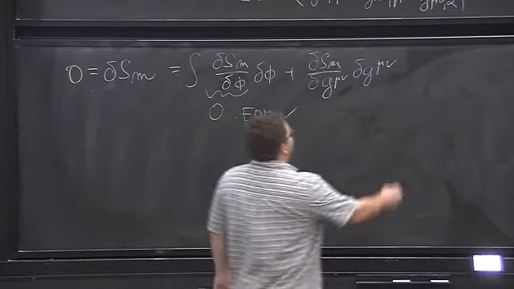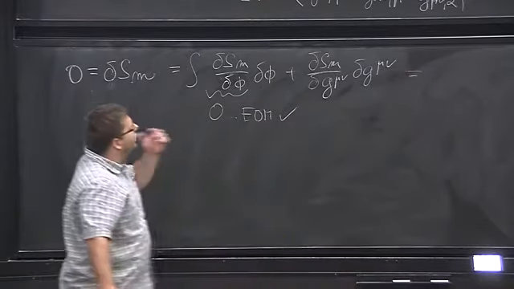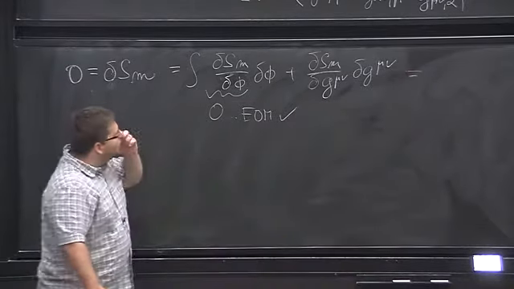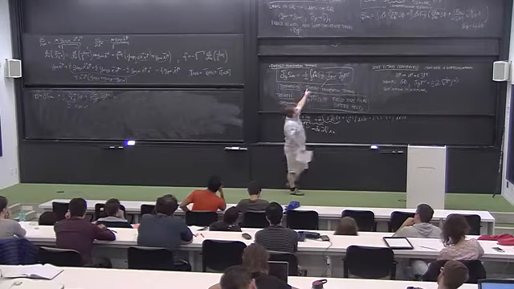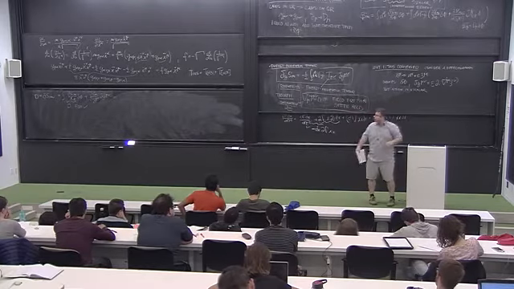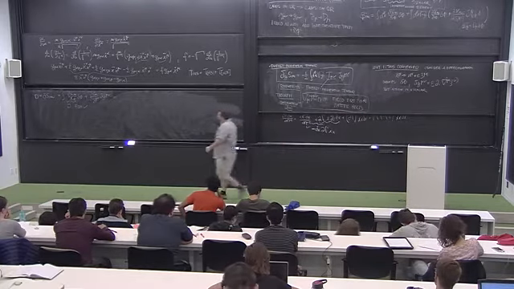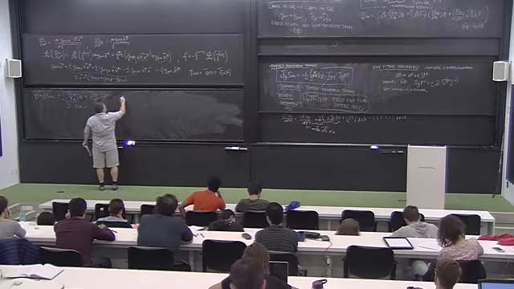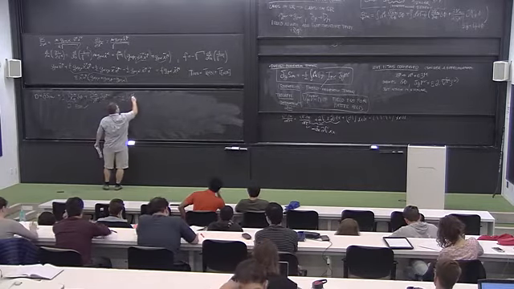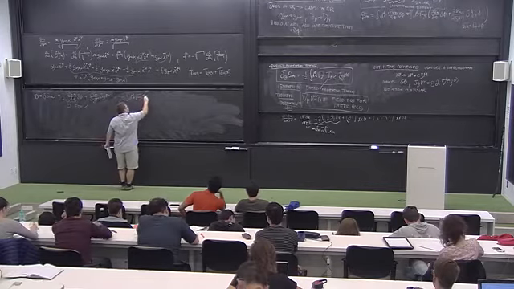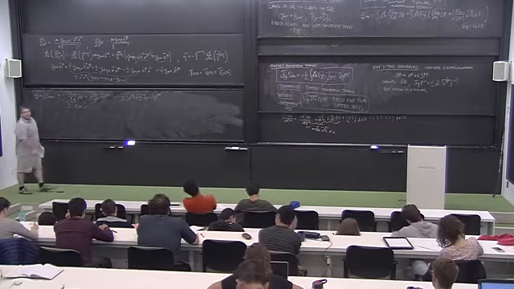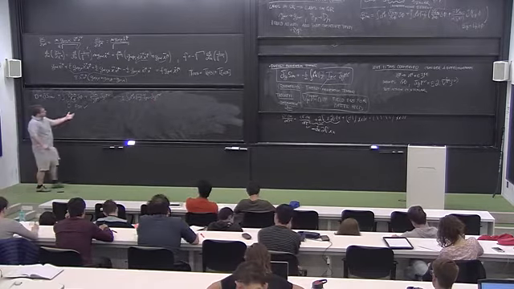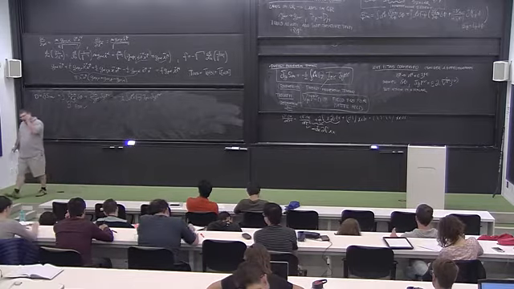Okay, but the second term, remember, I vary my matter action with respect to the metric, right? But this is precisely how I define my energy momentum tensor. I varied my action with respect to the metric, and so this must be equal to minus 1/2 integral d^4x square root of minus g T mu nu delta g mu nu, right? So this is how I define my energy momentum tensor. It's just the variation of the matter action with respect to the metric, and this is what I define.